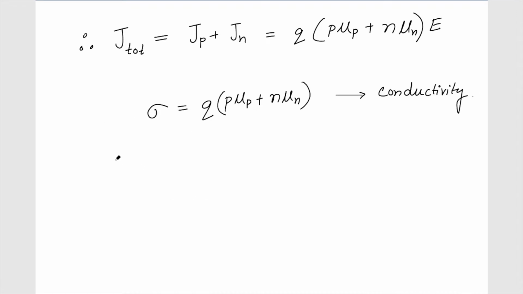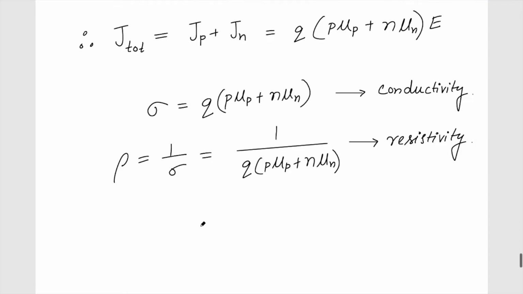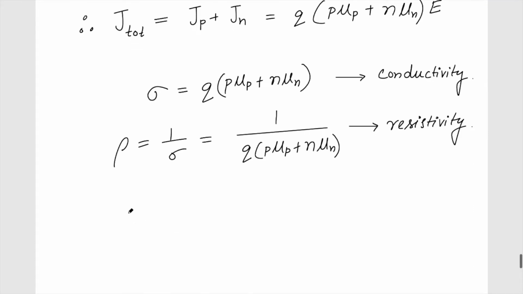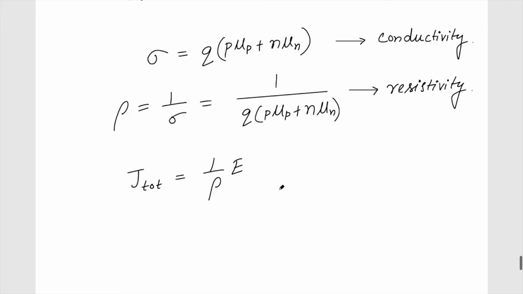Or it can be expressed by the resistivity, which is rho, equal to 1 by sigma, the inverse of this one, and this is resistivity. So finally what I can write is J total is equal to 1 by rho into E. So one may ask, how do we relate this with Ohm's law? Okay, we know the resistivity, but how do we relate this with Ohm's law?